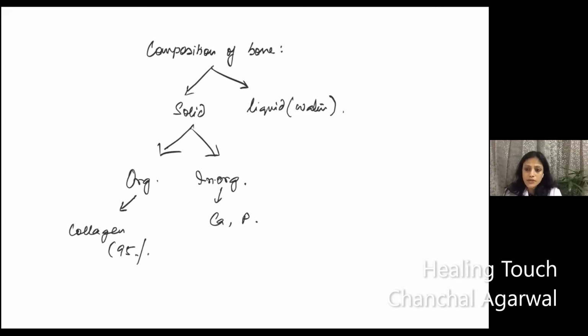So no need to go into the detail of it. Just remember, bone is made up of two parts. One is solid, one is water. Solid is organic and inorganic. Organic means which has carbon. Inorganic, for example, calcium, phosphorus, etc. So this is the bone.